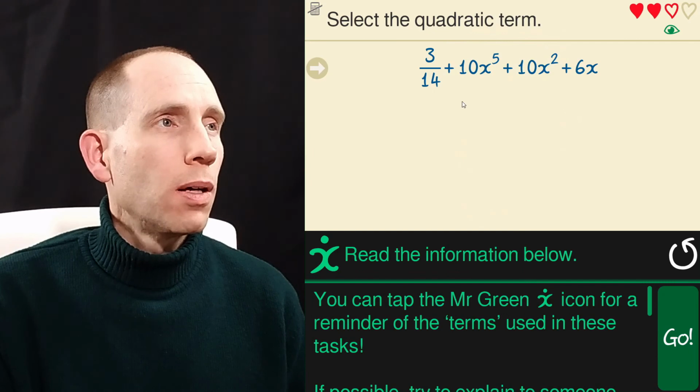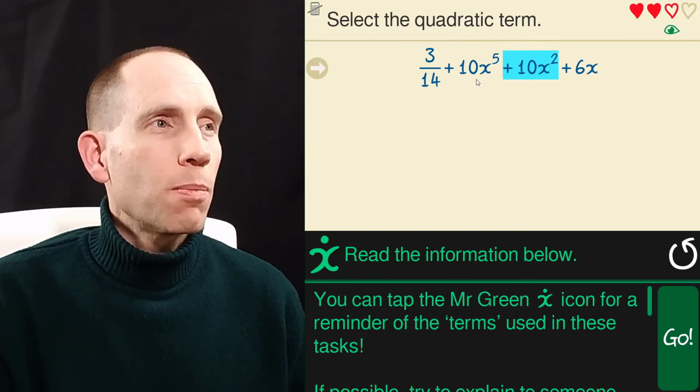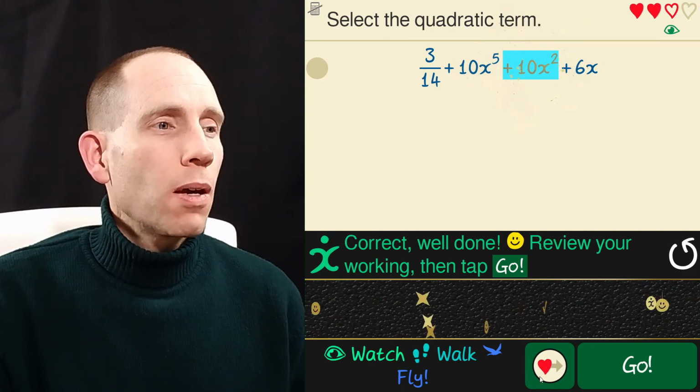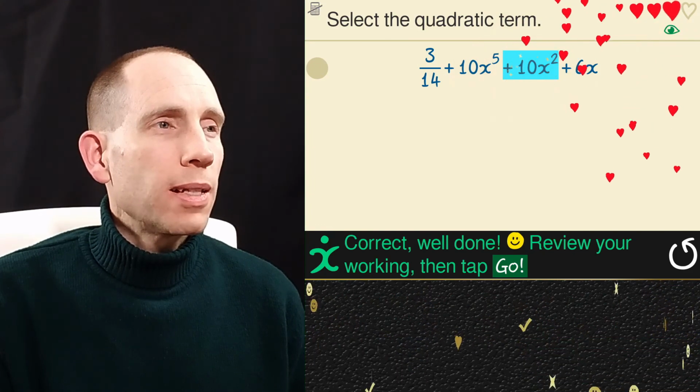Okay, let's do one more. Select the quadratic term again, and I think it's going to be that one. That's an order 5 term, that's a linear term, and this is a constant term. There we go. Okay, so let's move on to the next section then.